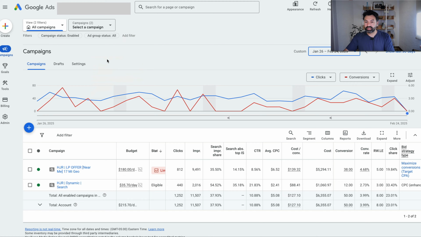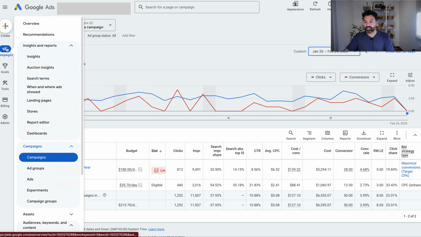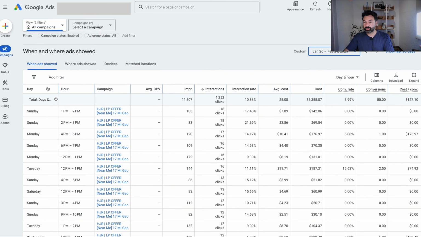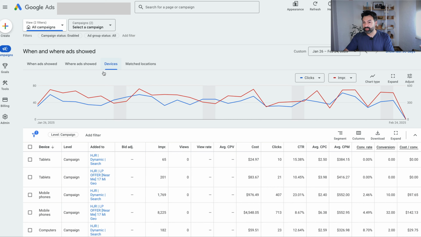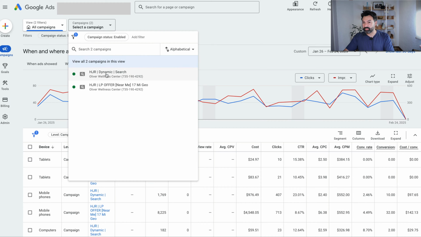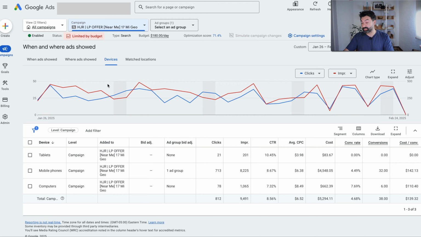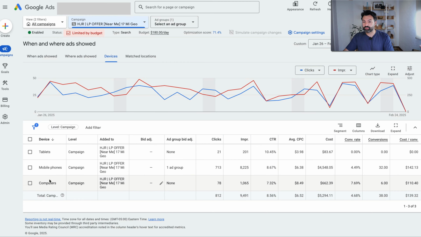So let's dial in and actually see how these people converted. Was it on desktop or was it on mobile? And I think this is kind of an important one to do. So we scroll into where our ads were shown and we go on to devices. Now we'll pick the specific campaign because I think this is where we're spending the lion's share of the budget. And as we can see here, the three different places our ads have shown is tablets, mobile phones, computers, or desktops. Now, where are we optimized for?